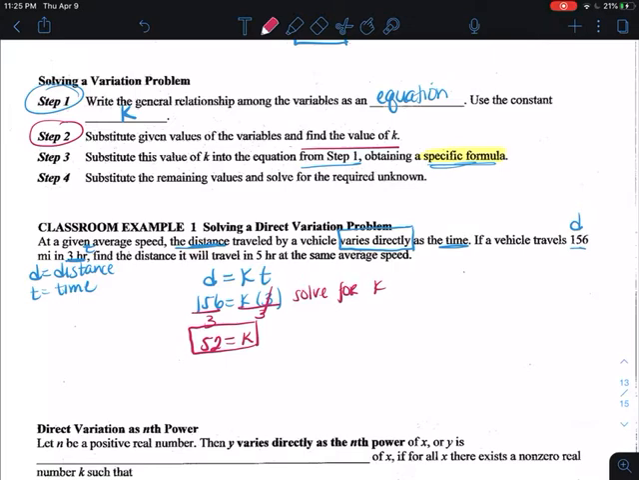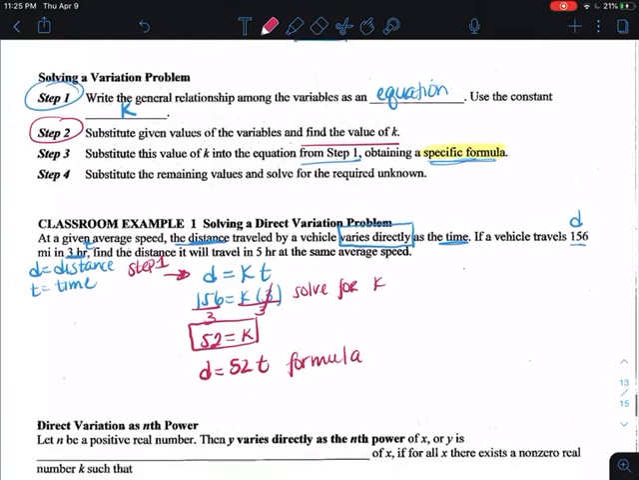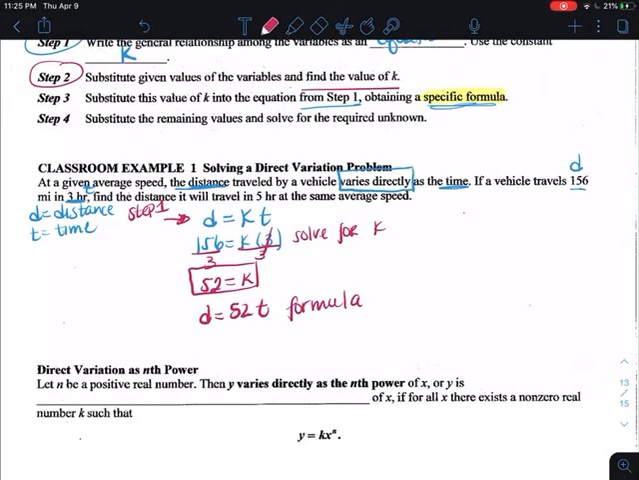Then it says substitute this value of k into the equation from step 1, obtaining a specific formula. So the specific formula for this word problem would be d equals 52t. This is the formula, and they'll ask you for the formula. So this is the actual formula that we're going to use to solve the problem. Moving on, I'm going to take the formula and write it over here again. So d equals 52t.